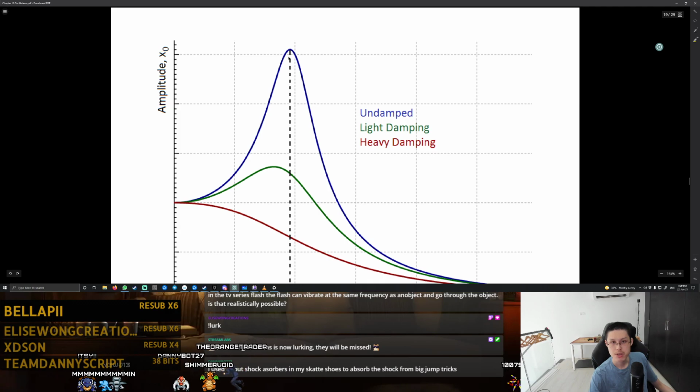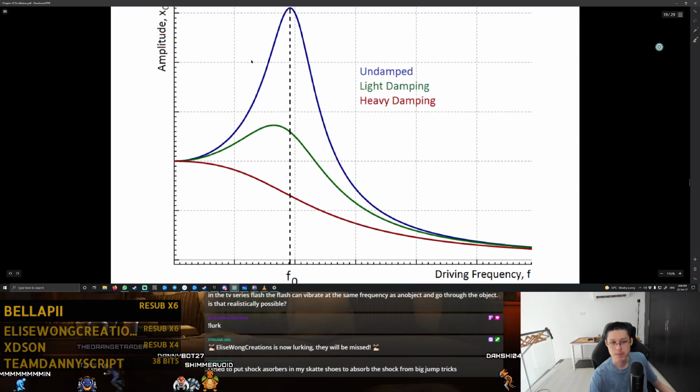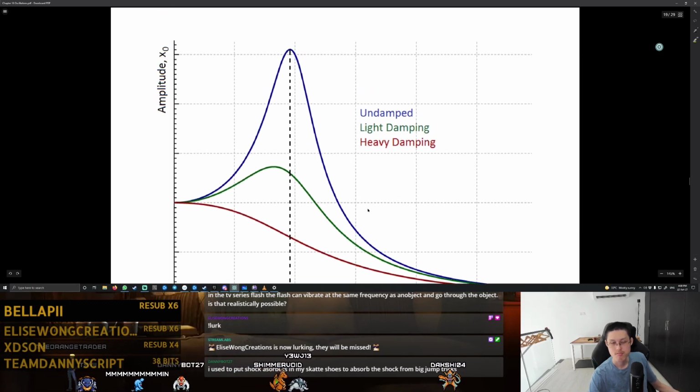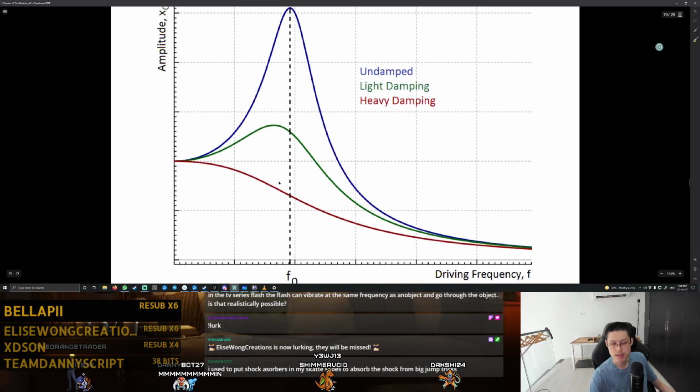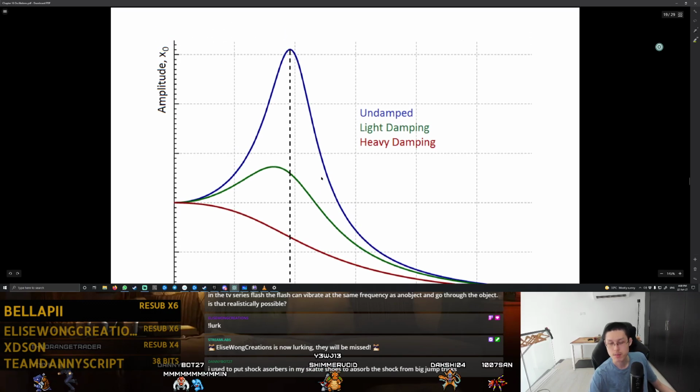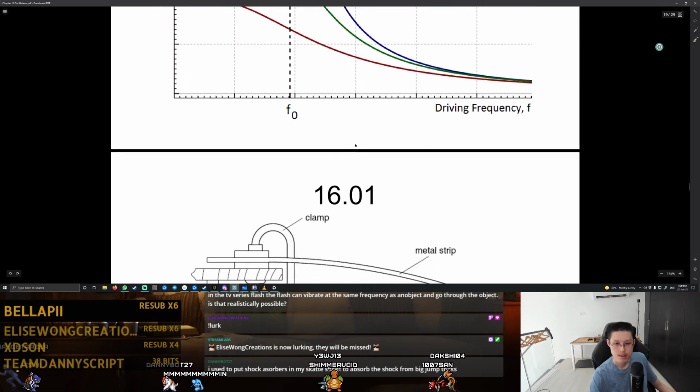If you have heavy damping, you can see the peak gets dropped all the way here. If it's heavy damping, it drops even further. Okay, so that's essentially what the graph looks like. This is just something you have to know because they might ask you to draw it in the exam.